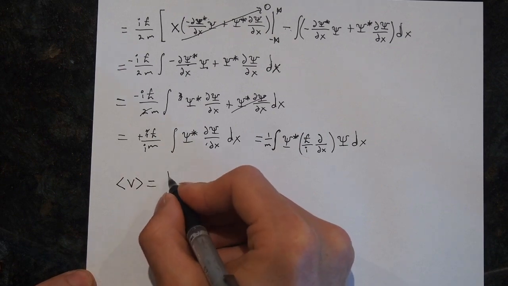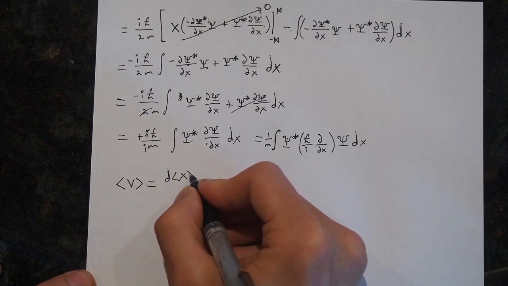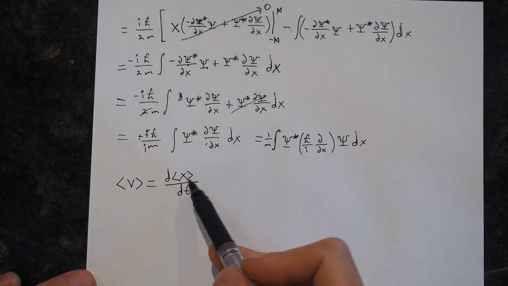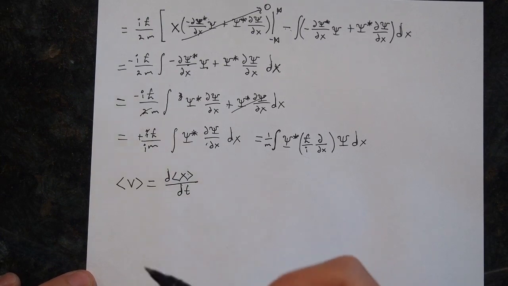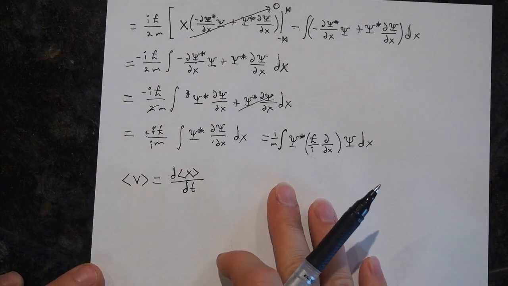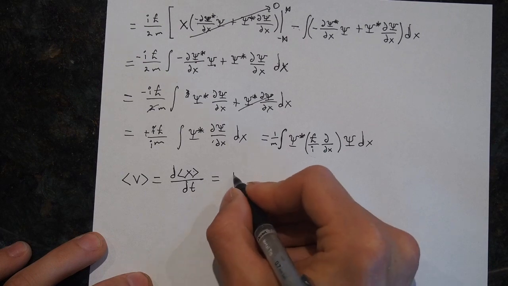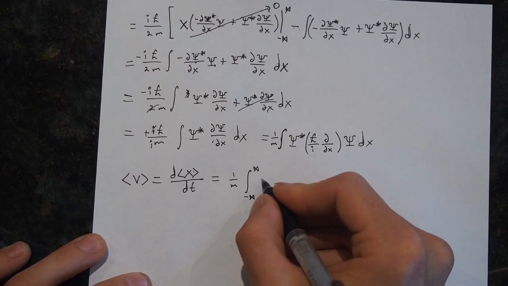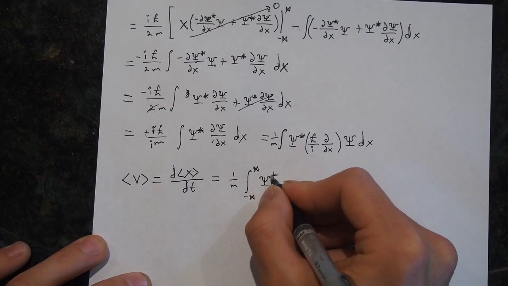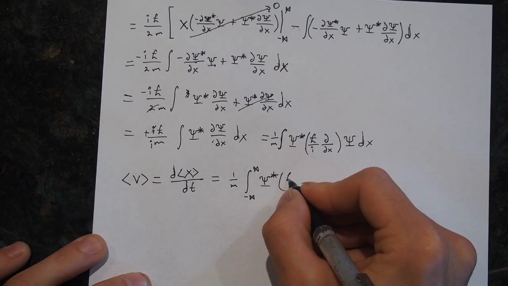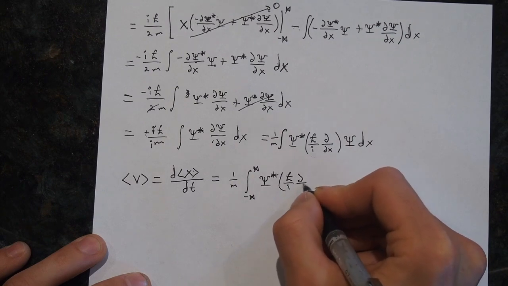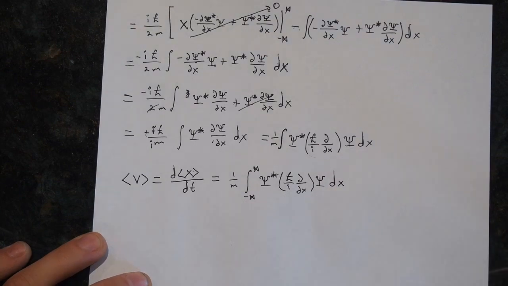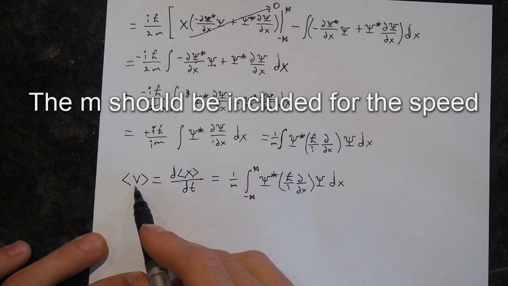We call this the expectation value of the speed. But really, that's just a definition we're making up. It's the time derivative of the expectation value of the position. How does the average position value change with time? Well, we found that that is 1 over m times the integral from negative infinity to infinity over all of space of the conjugate of the wave function, h bar over i, partial with respect to space, and the wave function. And we can think of this as the speed operator.